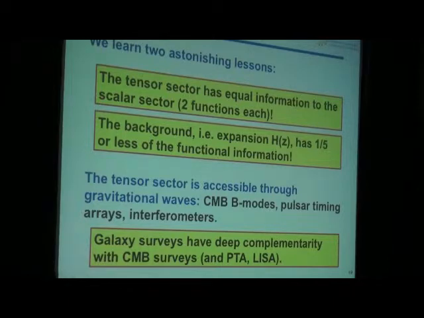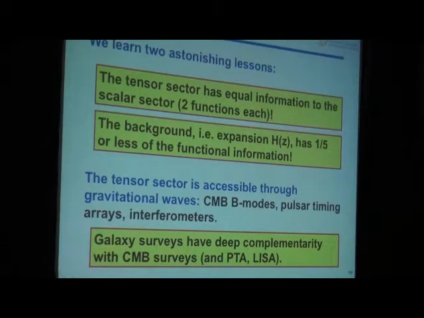These general lessons that I want you to take away, far more than any equation or action I write down, have really only come to consciousness within the community within the last year to 2 years. The tensor sector has equal information to the scalar sector. We've been concentrating so much on how galaxies cluster and so forth. We should start thinking about what's going on with gravitational waves a bit more. The background, again, we've been spending years and years on how we measure the distances to objects, how we measure the expansion rate of the universe. That has 1/5 or less of the information in the full effective field theory. So it's very important to do, but don't think that you've finished the project. You haven't understood your standard model of physics if all you've done is measure H(z). So again, this is something that people have only realized fairly recently. There's a lot more to do.